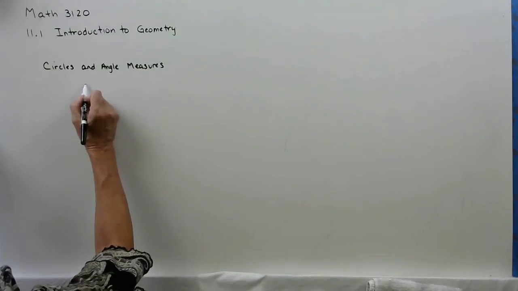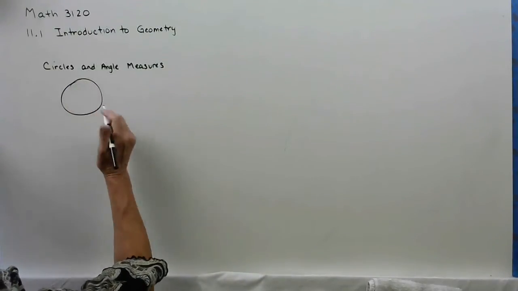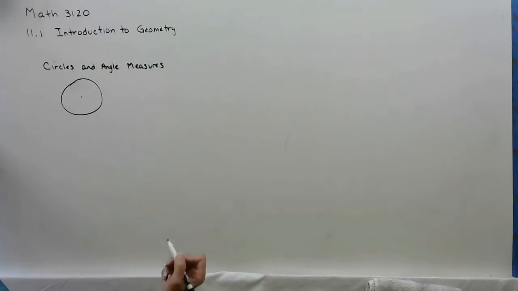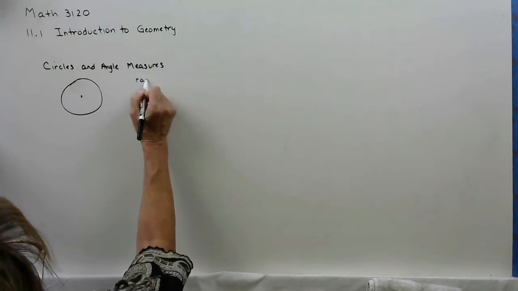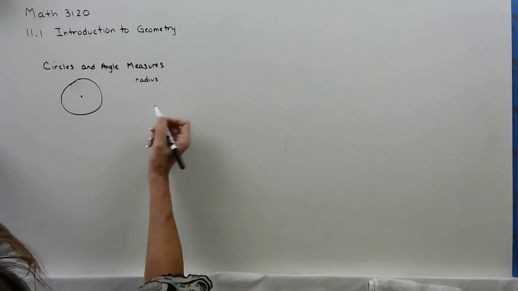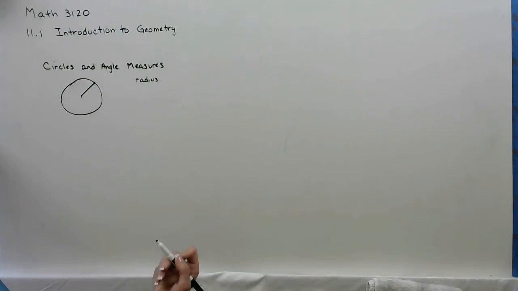So first of all, if I give you a circle, not quite round, but please be forgiving. I'll assume your circles are round if you assume my circles are round. First of all, let's go through parts of the circle. So we have what's called the radius. And the radius is this line segment connecting the center to any point on the circle.